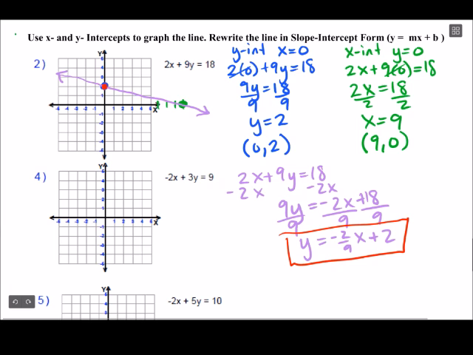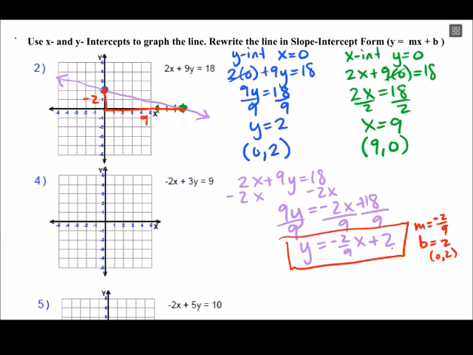Here we have our y-intercept at 2. That's what we see. And our slope is a rise of negative 2 and a run of 9. So we said that slope is negative 2 over 9. Y-intercept happens at 0, 2, because it's a point. So there we go. Using our intercepts to graph our line.